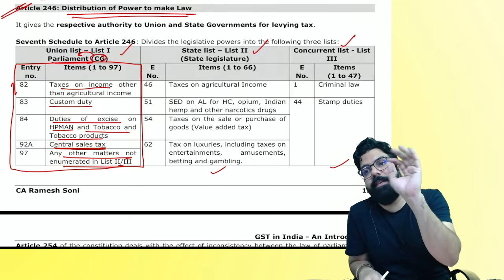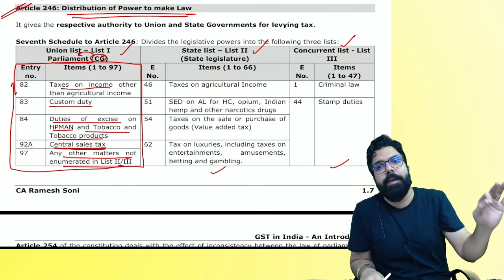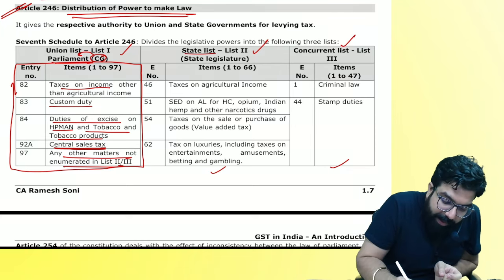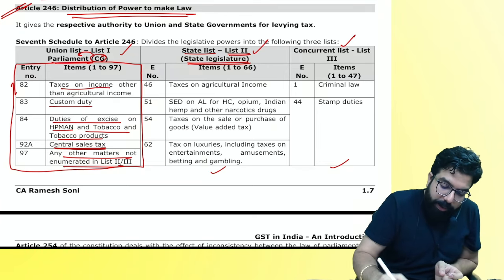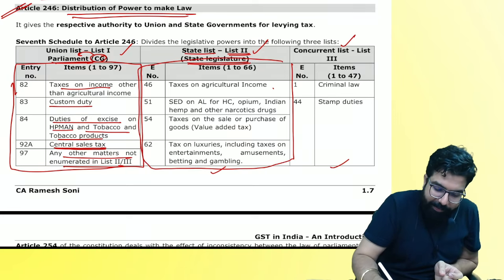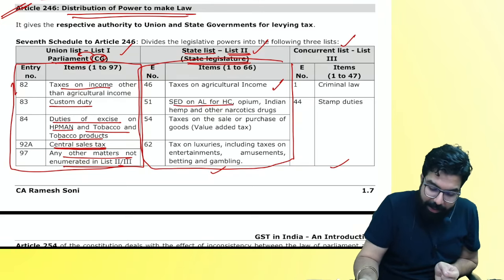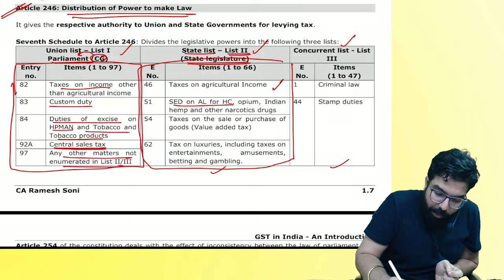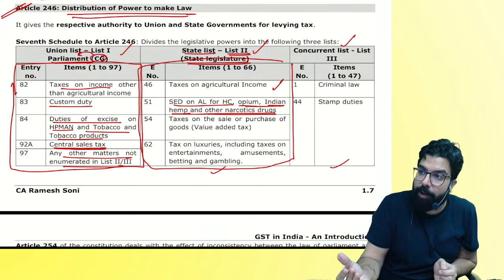So the Union List is list number 1. Who will make the law with respect to those items which are mentioned in list number 1? Central government. State List, which is list number 2, who will make the law? State government through the state legislature. Now, in this list, see everyone, they have given taxes on agriculture, state excise duty on alcoholic liquor, opium, Indian hemp, narcotics, all these are narcotics, drugs. Take everyone, for this, who will make the law?